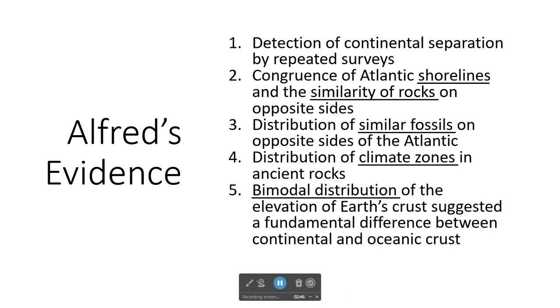Alfred had a few different pieces of evidence for plates moving: detection of continental separation by repeated surveys, congruence of Atlantic shorelines and the similarity of rocks on opposite sides, distribution of similar fossils on opposite sides of the Atlantic, distribution of climate zones in ancient rocks, and finally the bimodal distribution of the elevation of Earth's crust. These suggested a fundamental difference between continental and oceanic crusts, or the two different types of lithosphere.